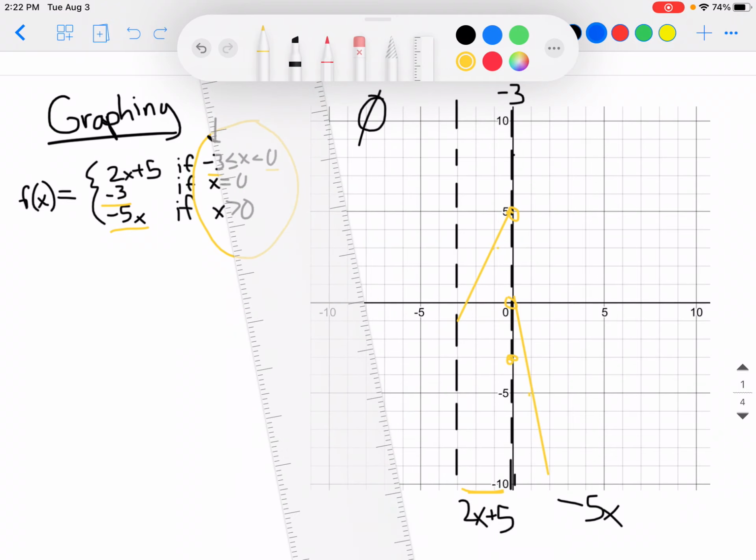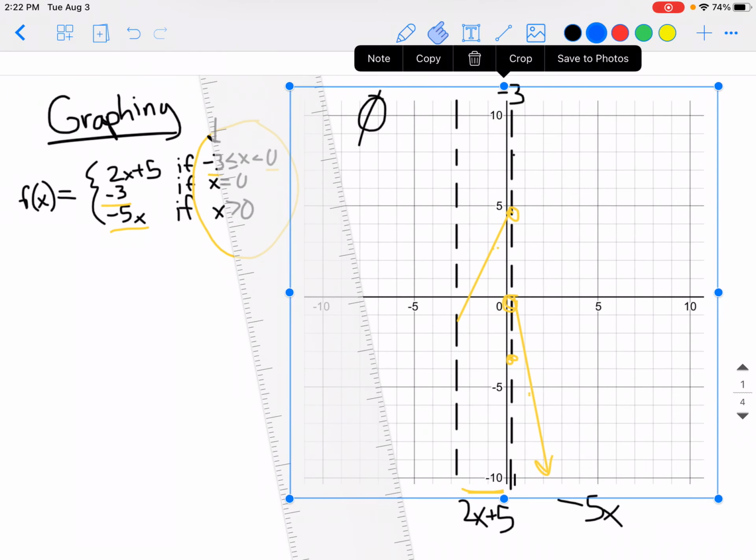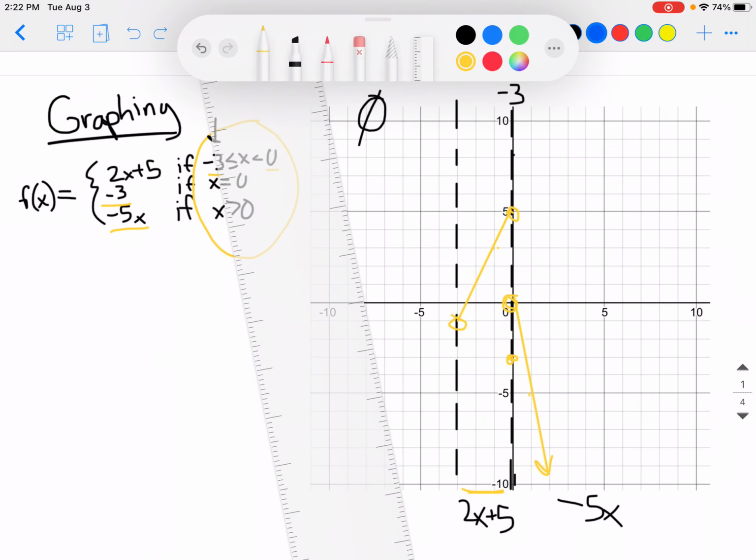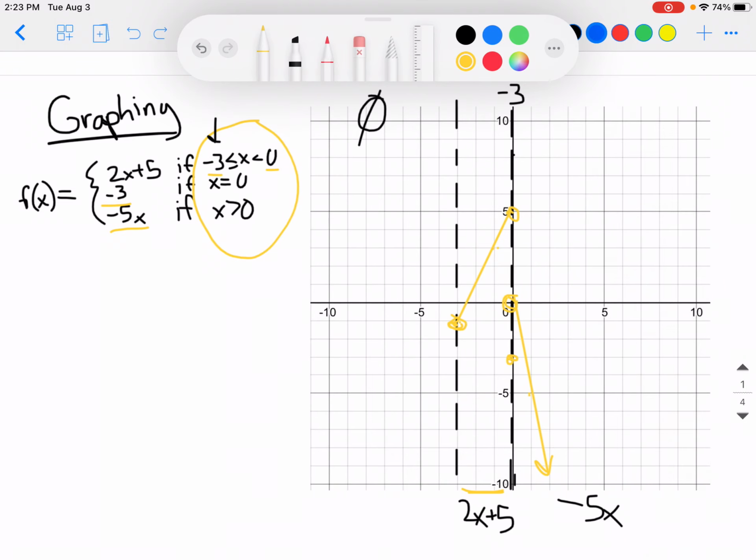Again, open circle right here, arrows here, but no arrow there. Like this is the end point. It doesn't go past that. So there's a closed circle at this end instead of being an open circle. So let's close that up there. Now, we have all that written down. Let's talk about what we have here.